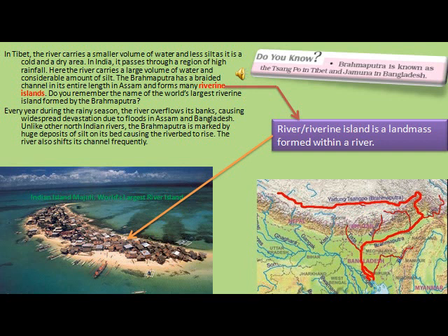Every year during the rainy season, the river overflows its banks, causing widespread devastation due to flood in Assam and Bangladesh. Unlike other North Indian rivers, the Brahmaputra is marked by huge deposit of silt on its bed, causing the river bed to rise. The river also shifts its channel frequently.